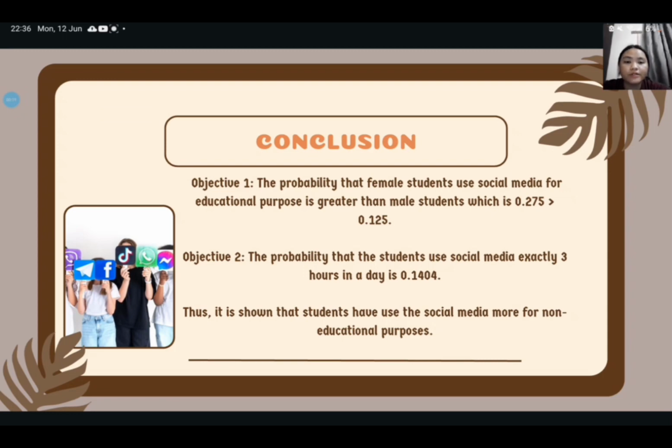The conclusion for objective 1 is the probability that female students use social media for educational purpose is 0.275, which is greater than male students, who have the probability of 0.125. Next, for objective 2, the probability that the students use social media exactly 3 hours in a day is 0.1404. Thus, it is shown that the students have used social media for non-educational purpose.